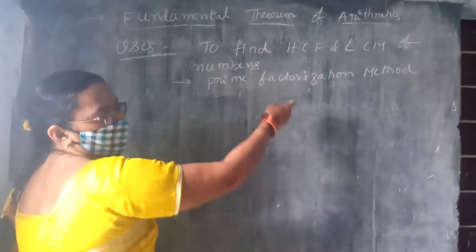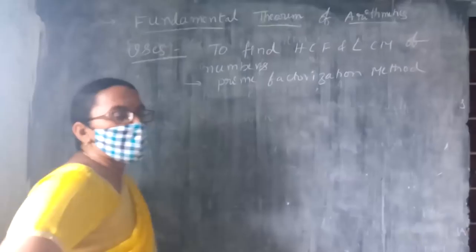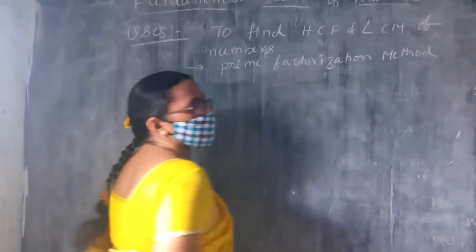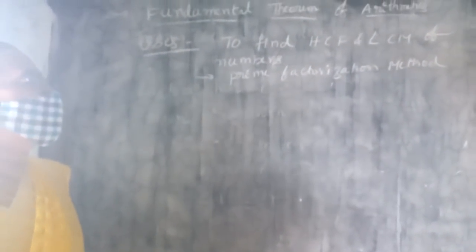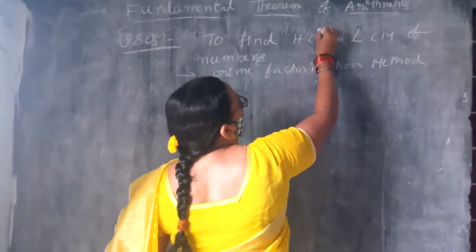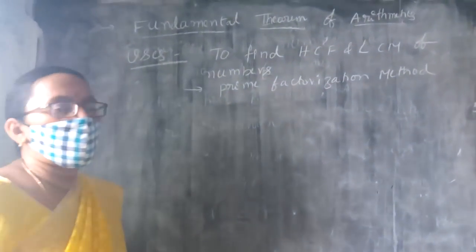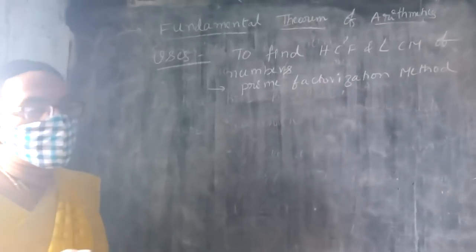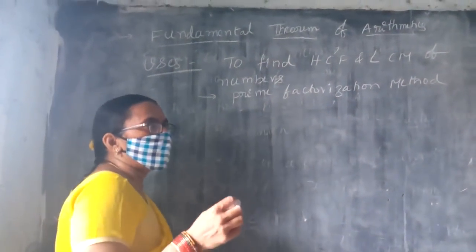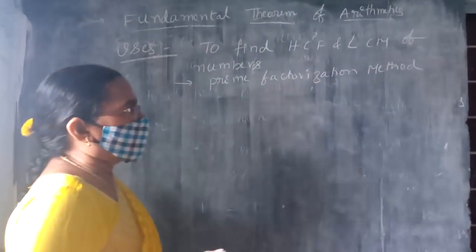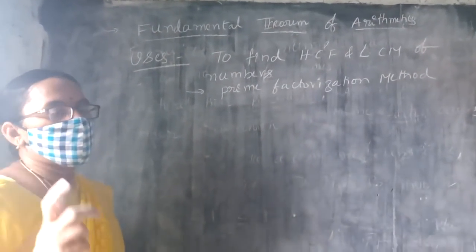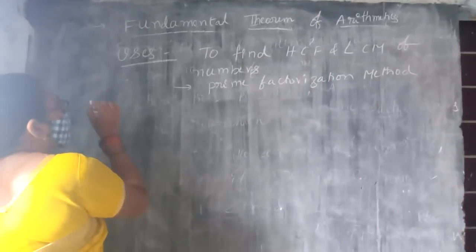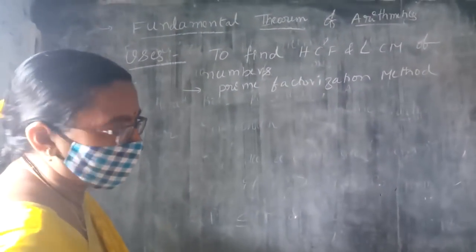What is the expansion of HCF? Already we know, highest common factor. LCM means lowest common multiple. All of you observe once: any number has finite factors, and any number has infinite multiples. We see one example for this fundamental theorem.